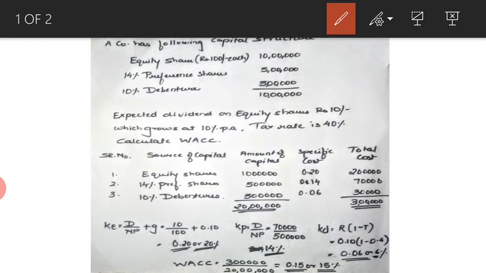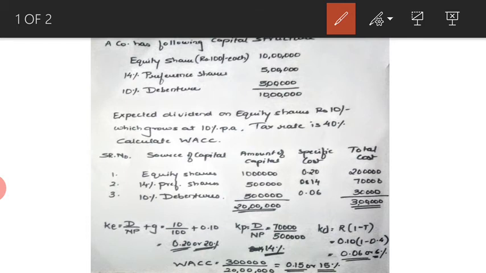Okay. So I'm going to solve the same problem using two different methods. Whichever you feel easy, follow that method. But in some specific problems, only one method can be utilized. So I'll tell you when we utilize which method. Otherwise, you can use any method of your choice. So let's go ahead with the problem.